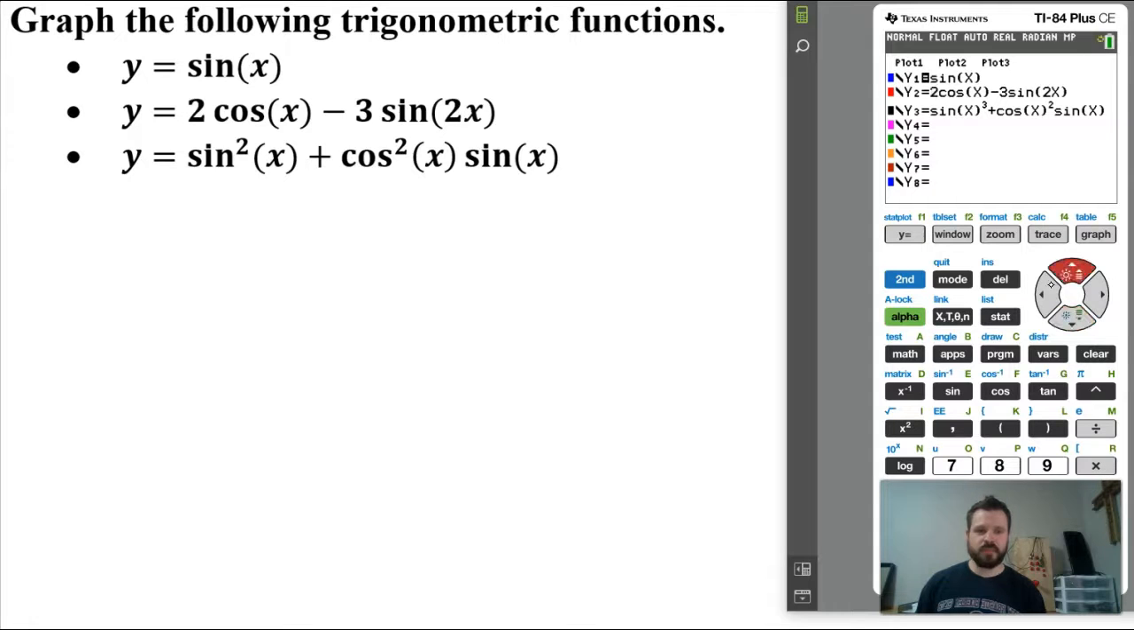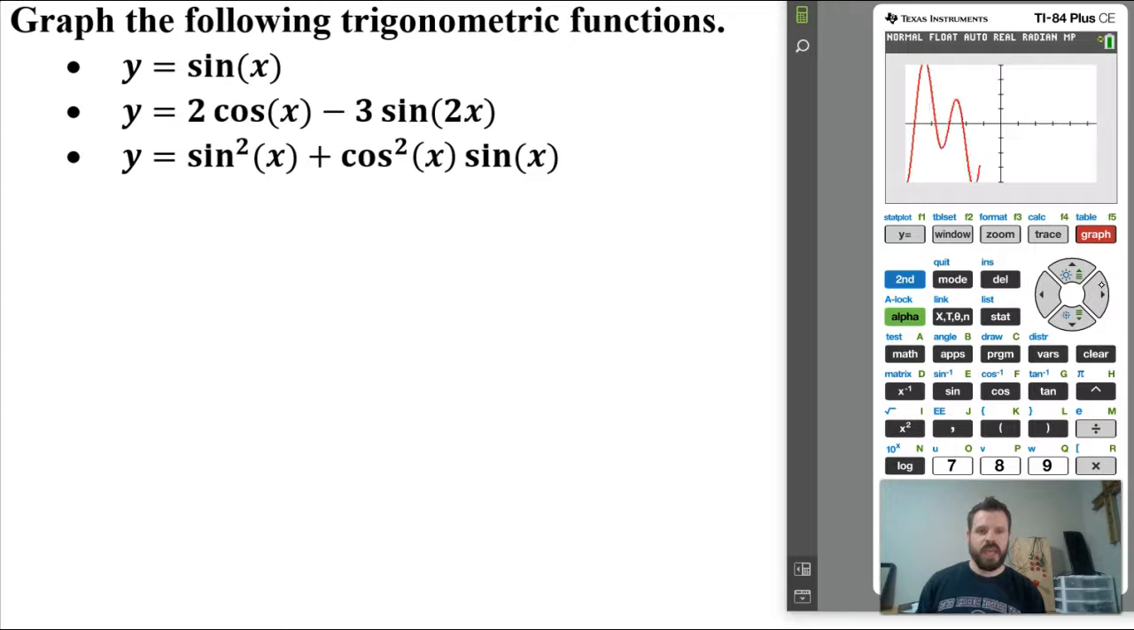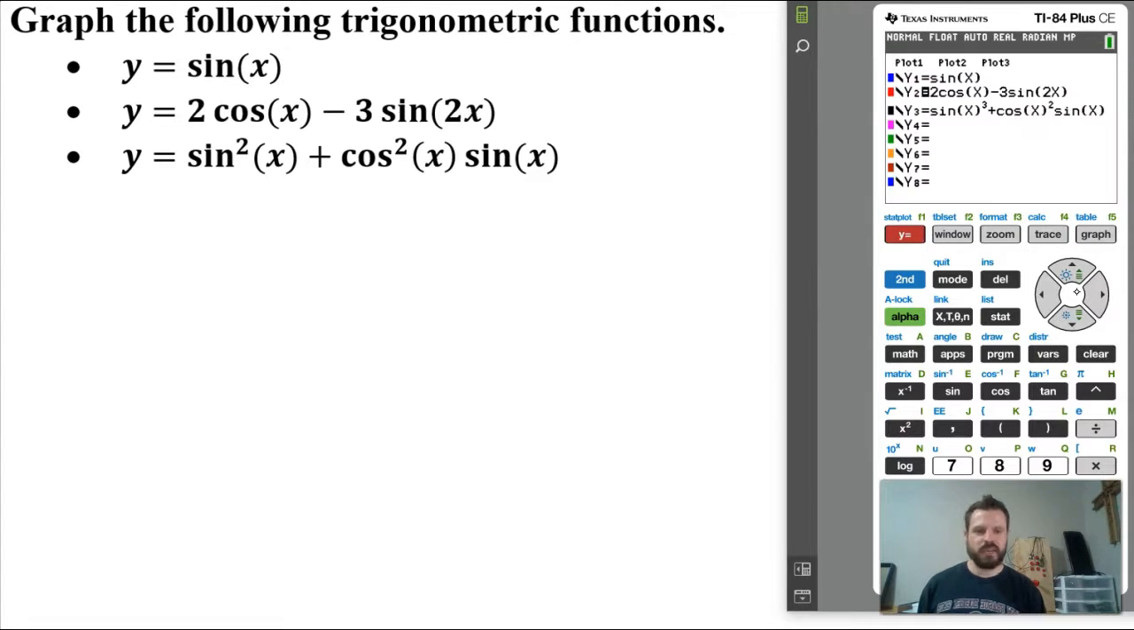What I'm going to do next is get rid of this sine function and just graph this more interesting function here, 2 cosine x minus 3 sine of 2x. As you can see, when I make different combinations of sines and cosines, I get more interesting, more complicated curves. That's the point I want to make here: we can make stuff more complicated by combining sines and cosines together. Let's go back and graph this third one though. I'm going to get rid of the second one on my screen and graph the third one: sine of x to the third plus cosine x squared times sine x.